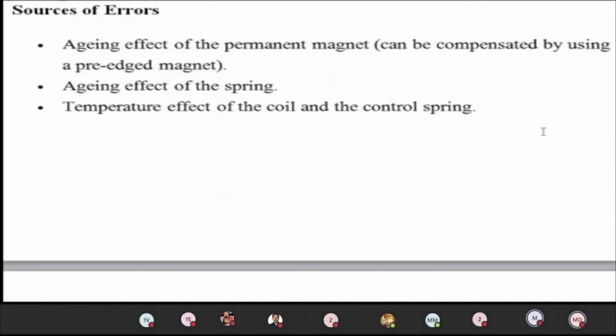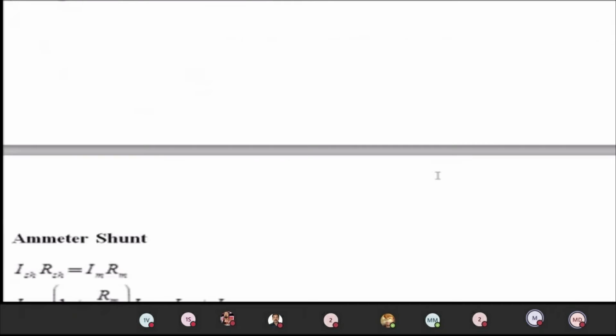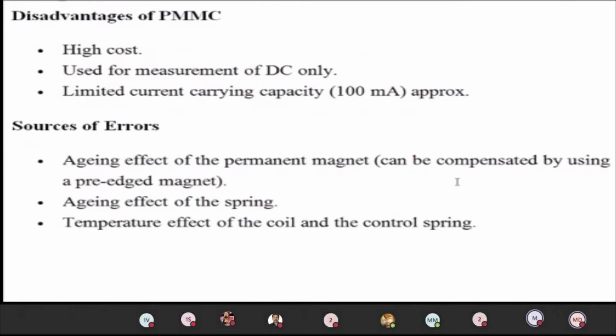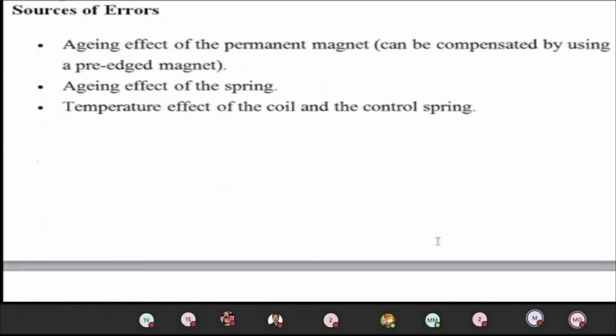And regarding the sources of errors, the main thing is the aging effect of the permanent magnet, due to its decaying property, and it can be compensated by using a pre-aged magnet. The second error is due to the aging effect of the spring. And the third one is the temperature effect of the coil and the control spring. Whenever current passes through a coil, the temperature increases. So these are the various sources of errors available in PMMC instruments.